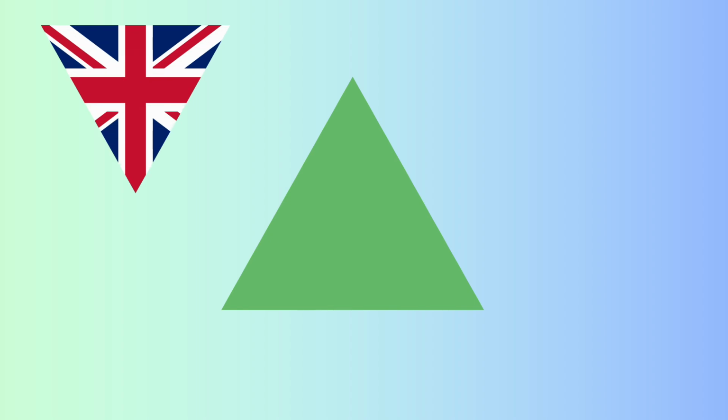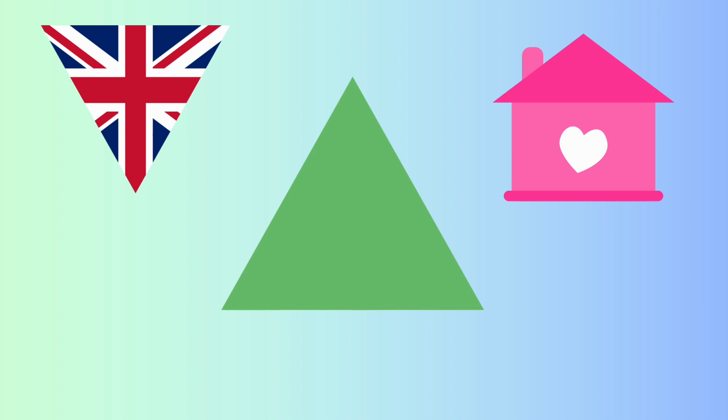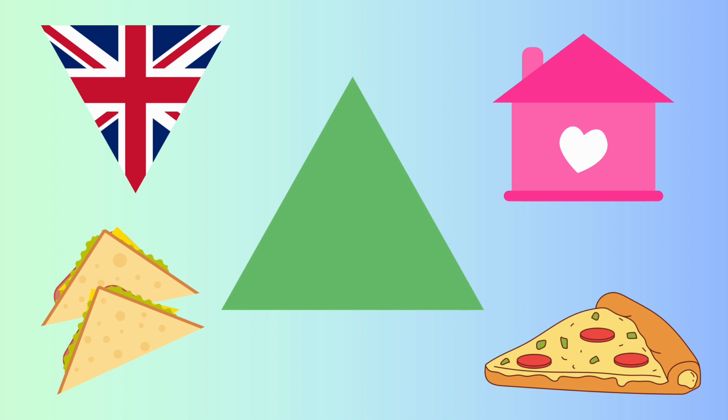Triangle, triangle. Let's find things that are triangle shape. A flag bunty, a house rooftop, half a sandwich, and a slice of pizza. These are all triangle shapes.